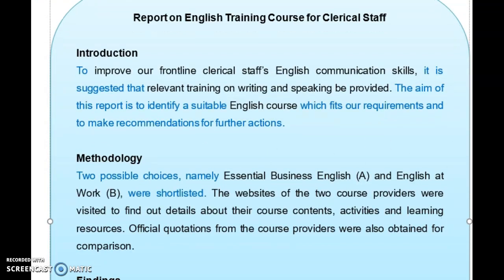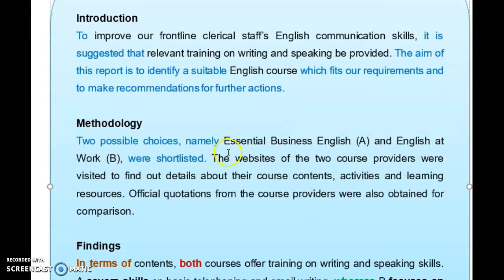Methodology. 2 possible choices called A and B were shortlisted. So how about the source? Websites. For websites, you can use the verb visited or researched, to find out details about the courses. And official quotations, this is another source, from the course providers were obtained. You can use requested or obtained.